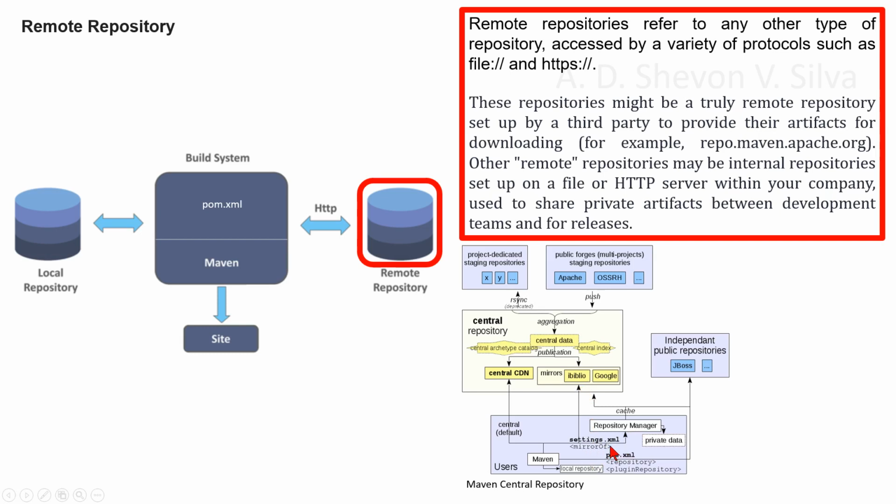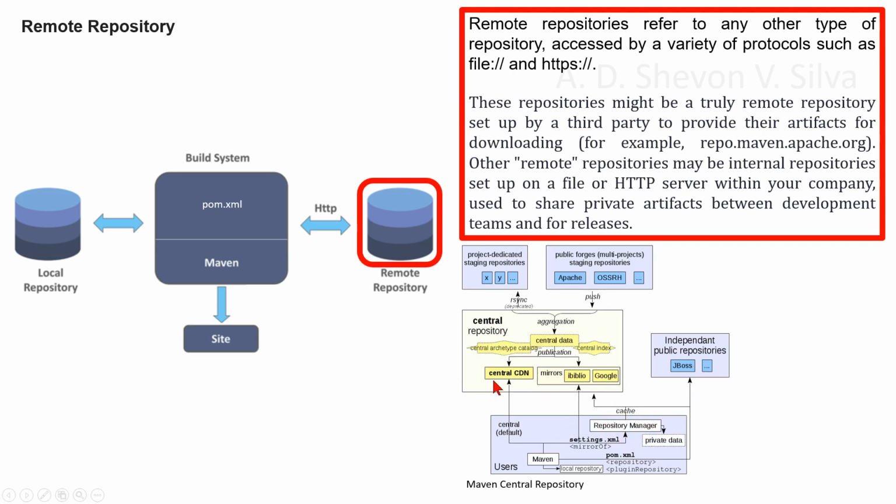A mirror of tag is there here, and the repository manager is connected to private data and central repository and independent public repositories. Cache is passed from the central repository manager to the central repository and independent public repositories.